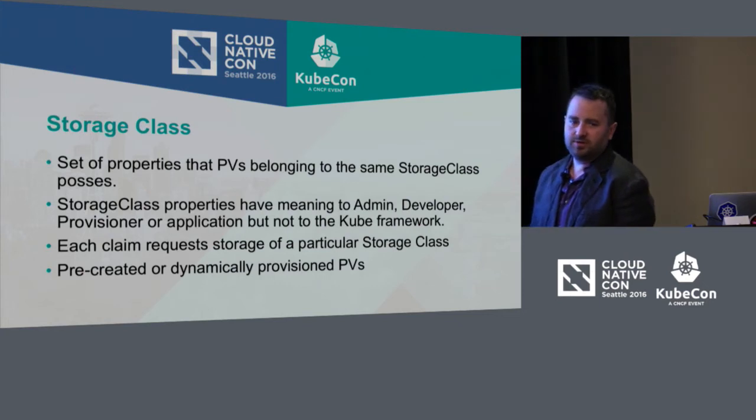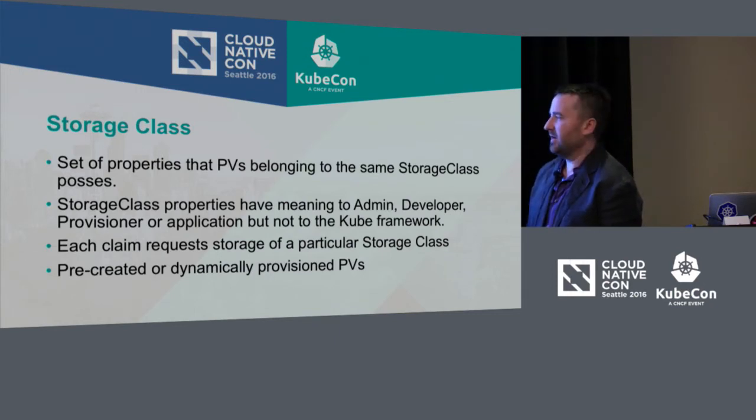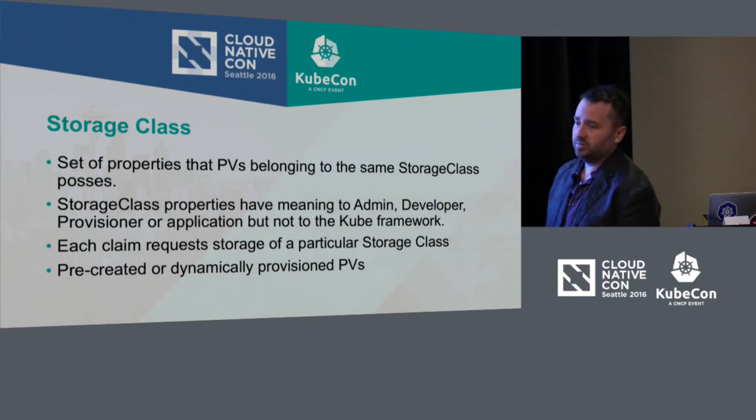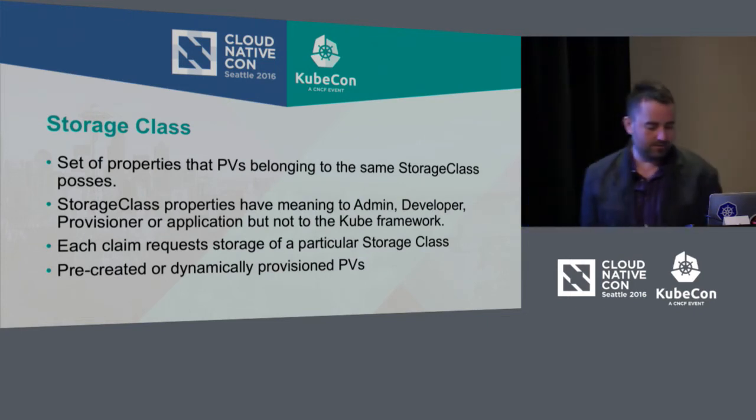Typically, it's like performance characteristics. It could be security. It could be backup policy. It could be really anything that you want it to be. Each claim can have a single storage class. Each volume can have a single storage class. And it really facilitates dynamic provisioning. And storage classes can be used for pre-created or dynamically provisioned persistent volumes. And I'll show examples of both of those.